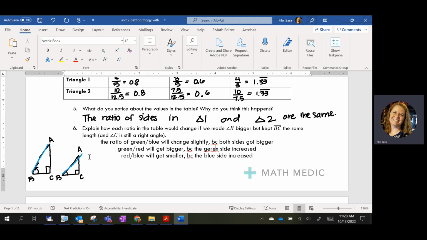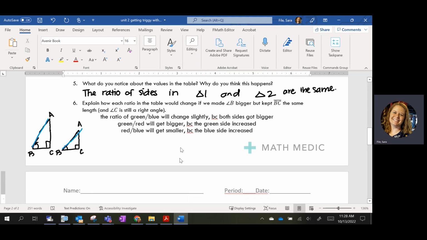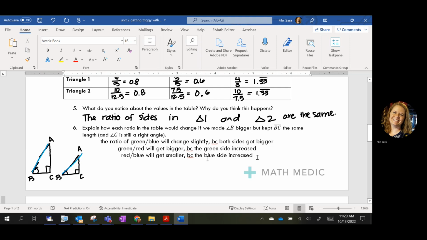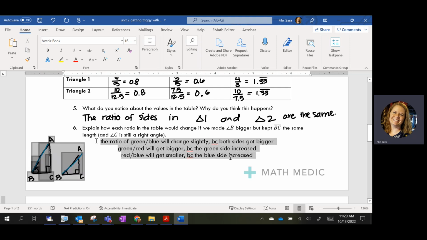Spelled green up here. Little typo. Does that make sense? So that's our answer right there.